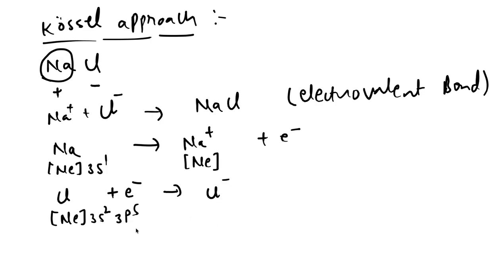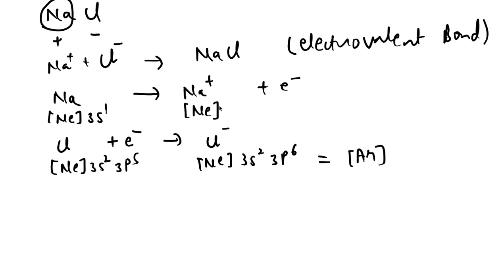Okay, and now the configuration is neon, 3s2, 3p6, which is also considered as argon. Why? Because after gaining one electron, it resembles that of another noble gas, argon, right? So here we have a cation and we have an anion. So they are going to combine together. One has lost one electron, the other has gained one electron to form NaCl. And they are staying together. Why? Because they have the electrostatic force of attraction, and they form a bond called the electrovalent bond.